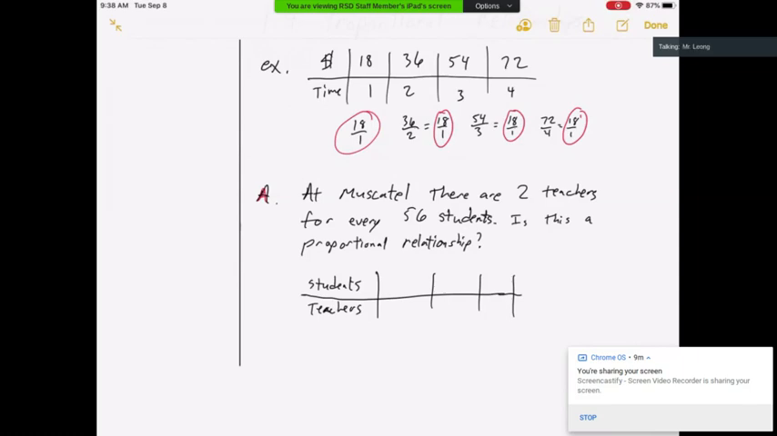So if you rather you want to do it this way, students and teachers, and do it this way, that's the way you make the table, it doesn't really matter. Okay, so if there were two teachers, it says if there are two teachers, there are 56 students.